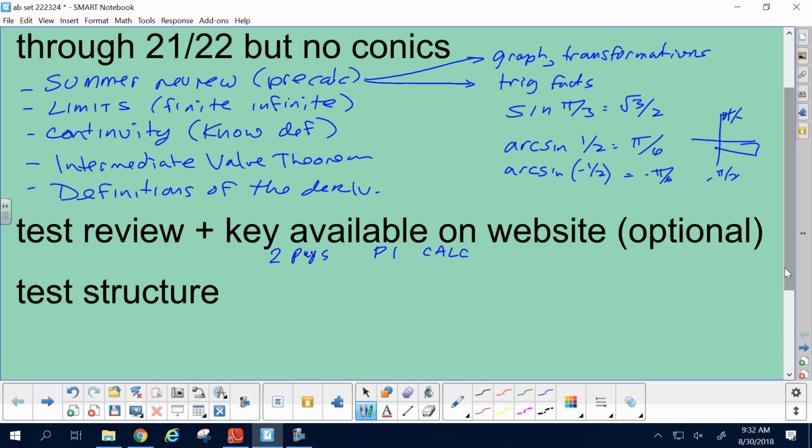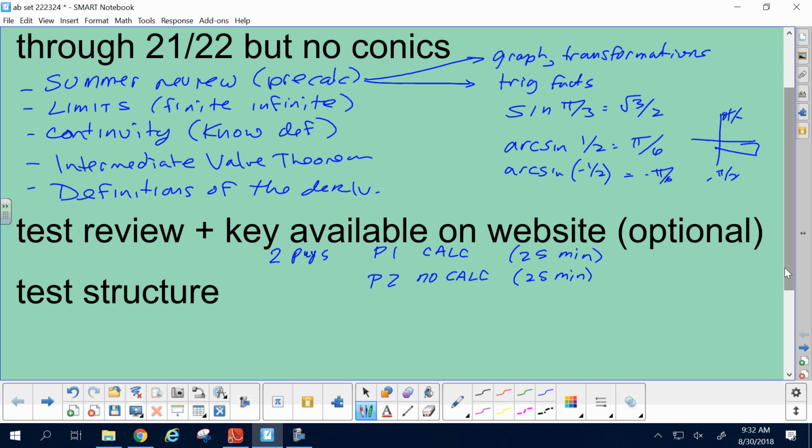Page 1 is calculator. It should take roughly half the time, so budget about 25 minutes there. Page 2 is no calculator. I work that trade-off like the AP test. And it goes a little something like this.